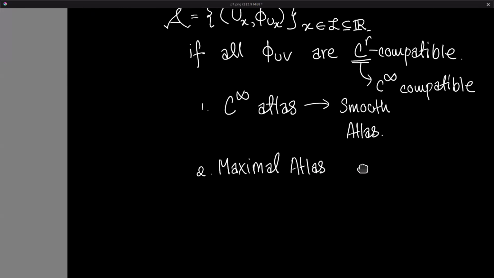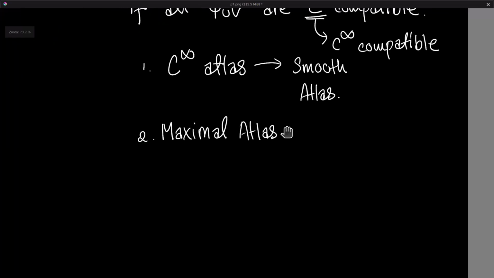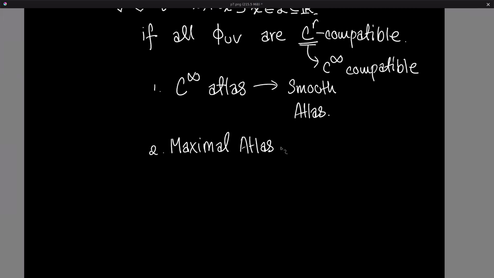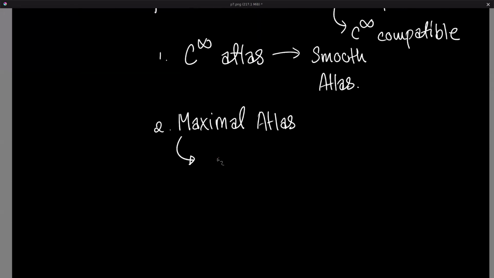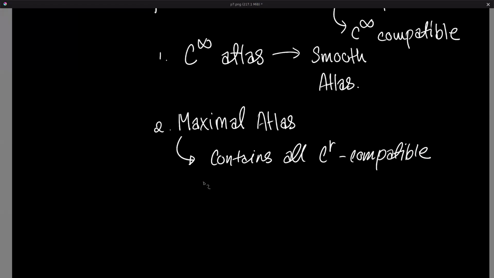And credit to Neon for pointing out a subtlety. What I was going to say is a maximal atlas contains all other atlases on the manifold, but actually, there's a slight distinction that needs to be made here. A maximal atlas is one that contains all CR compatible charts, CR compatible to each other.